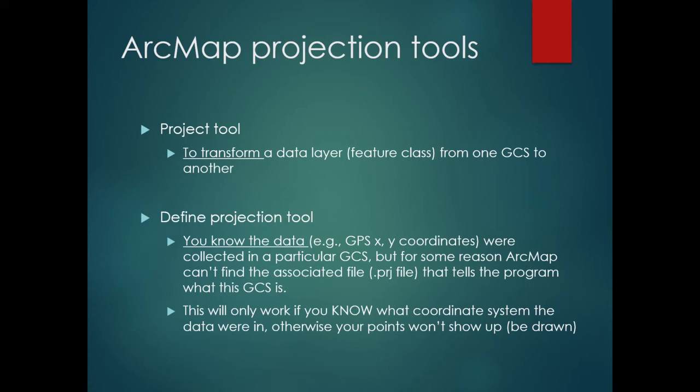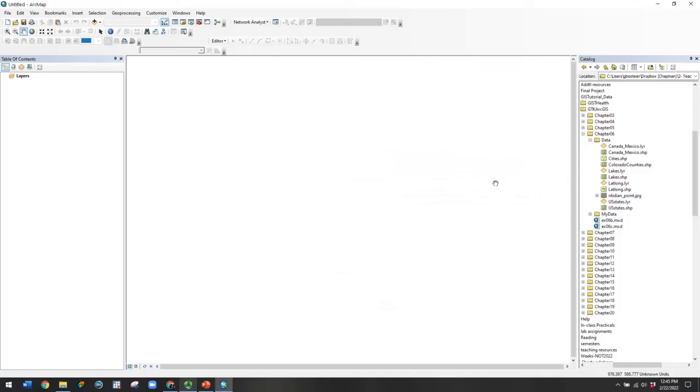So for example, shapefiles have numerous files that are associated with them, one of those being a .prj, or projection file. If somehow that gets deleted, you might get an unknown spatial reference warning from ArcMap, and in that case you would use the Define Projection tool. Okay, so we're going to see how this actually works in ArcMap now.